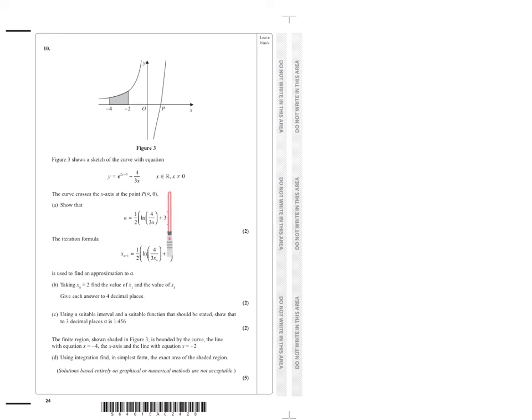So if we substitute in our x and y coordinates of alpha and 0, instead of y equals, we're going to have 0 equals e to the power of 2x, which is now alpha, minus 3, minus 4 over 3x, which is 3 alpha. I'm then going to add 4 over 3 alpha to both sides, so I'm going to get e to the 2 alpha minus 3 equals 4 over 3 alpha. The only way to get rid of an exponential is to ln both sides, because we're going to have a log to the base e.